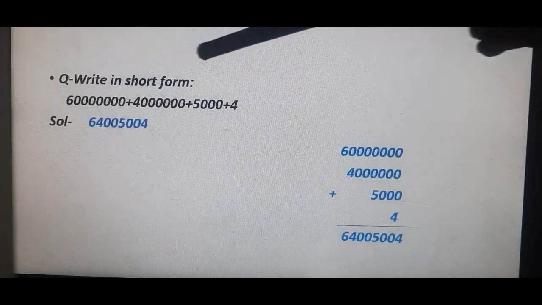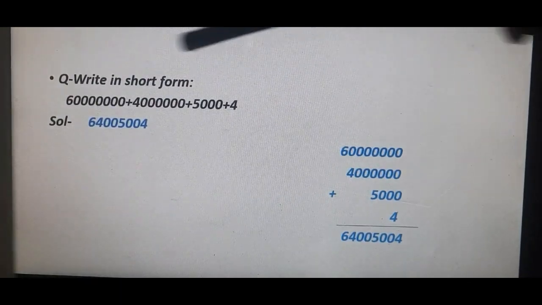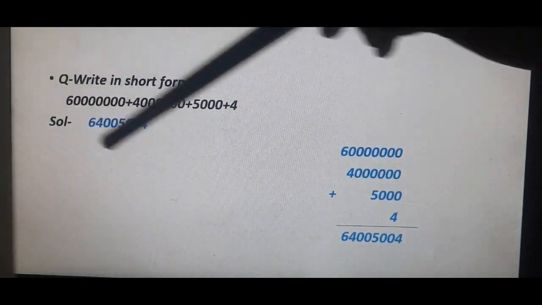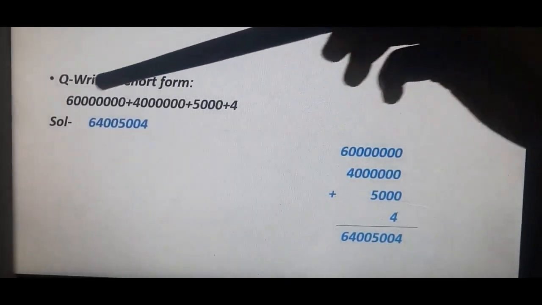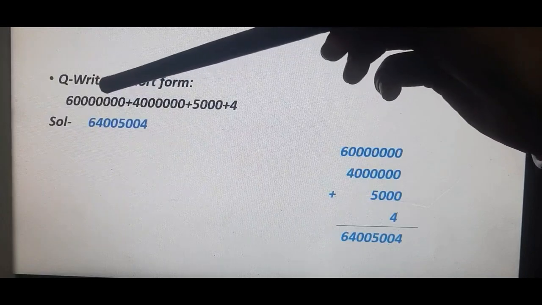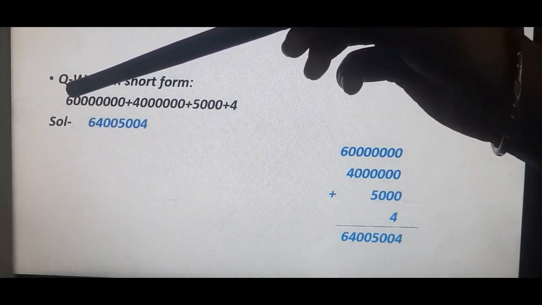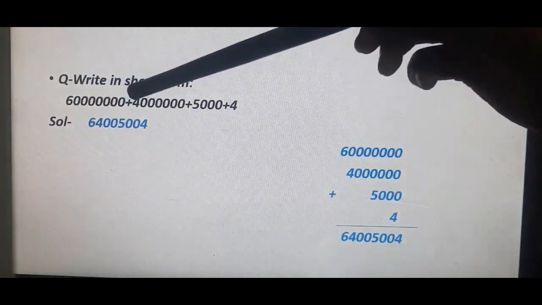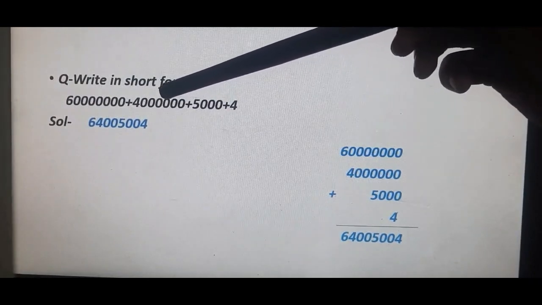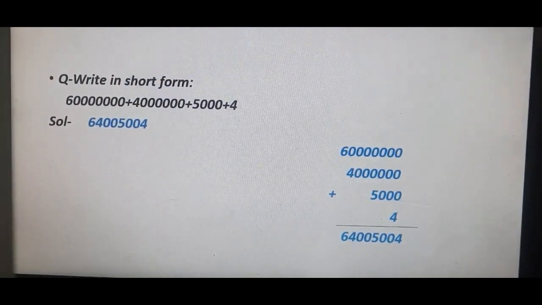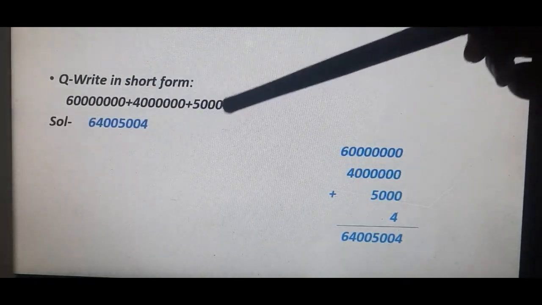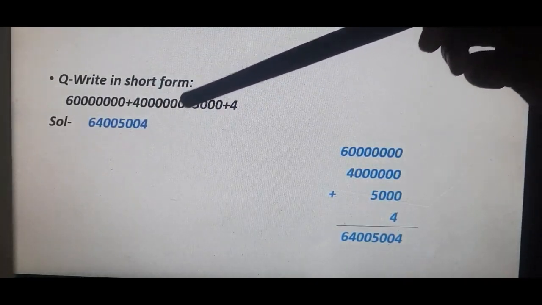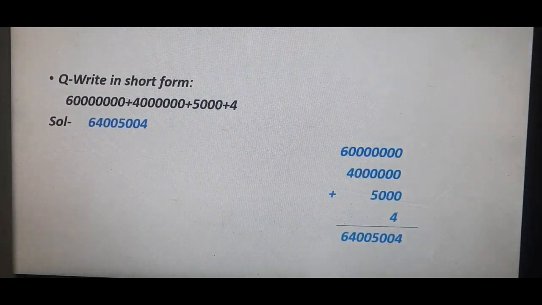Next question is, write in the short form. Now this number is given, we have to write it in the short form. Say this number. What is this number? Ones, tens, 100, 1000, 10,000, lakh, 10 lakh, crore. 6 crore plus 40 lakh plus 5000 plus 4. We have to write it in the short form.